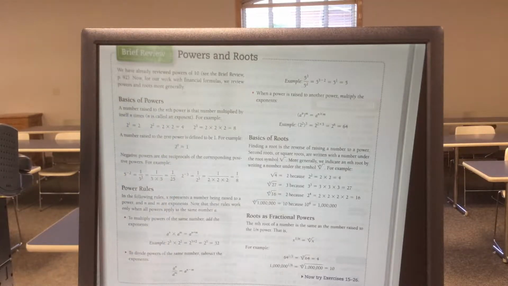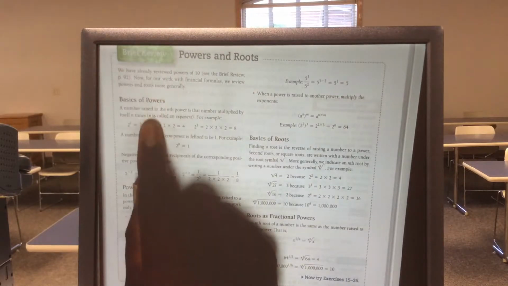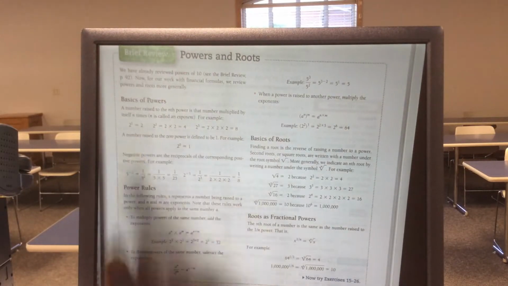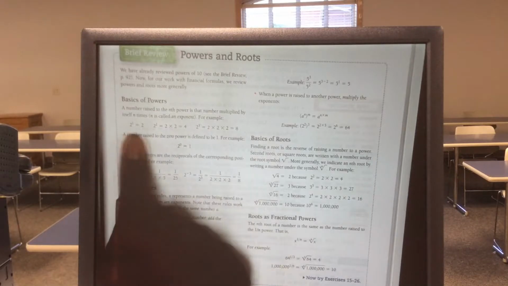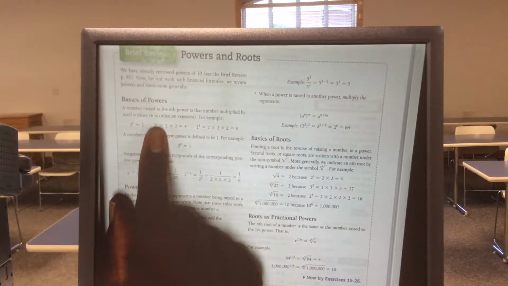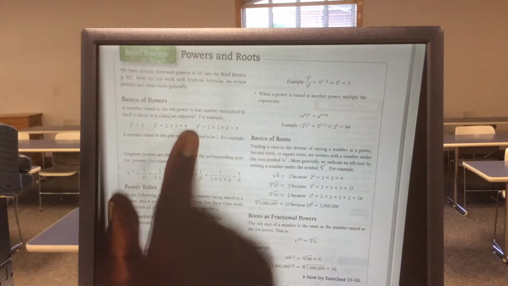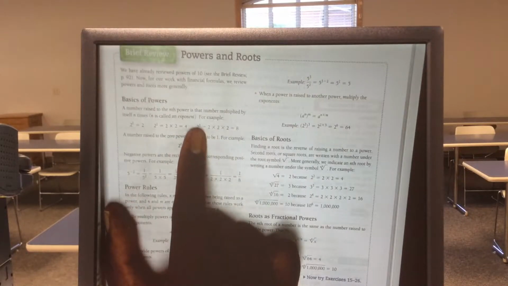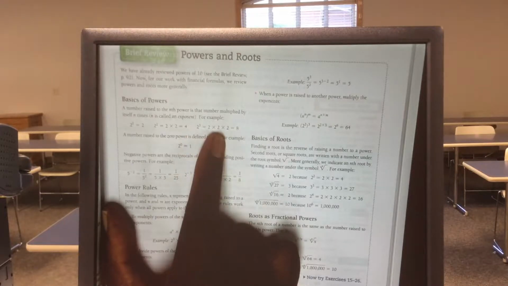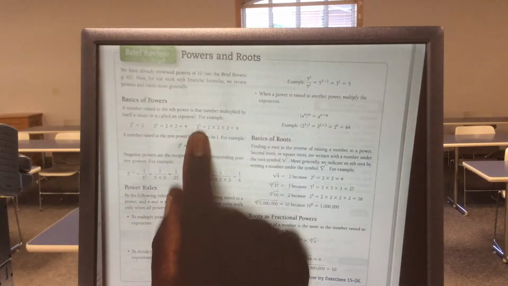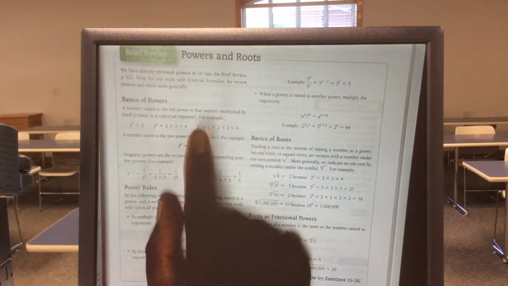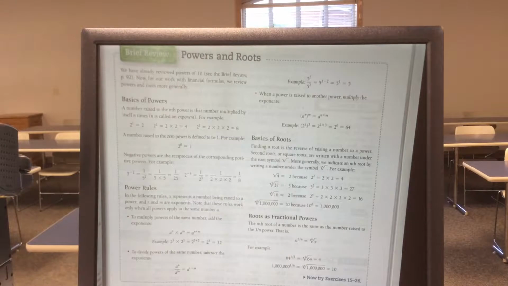Here we're going to look at some of the basics of powers. Here, a number raised to the nth power is that number multiplied by itself n times. And here, your n is going to be the exponent. So, for example, 2 to the first power will be 2. 2 squared is 2 times 2, which would be 4. 2 to the third, or 2 cubed, as we might say it, will be 2 times 2 times 2, which would be 8, and not 2 times 3. That exponent tells you how many times, in this case, 2 is going to be used as a factor.